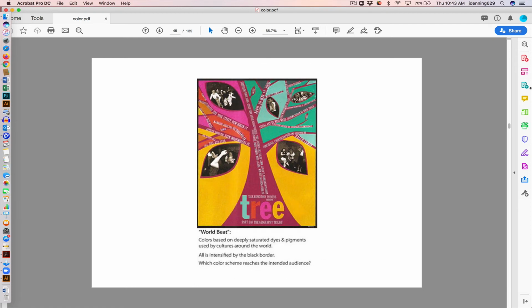Here, it's more deeply saturated dyes and pigments, and the idea was that these dyes and pigments might be used by cultures around the world, so it's kind of this more world beat. The color scheme sort of might reach a more diverse audience, and that's kind of the goal here.